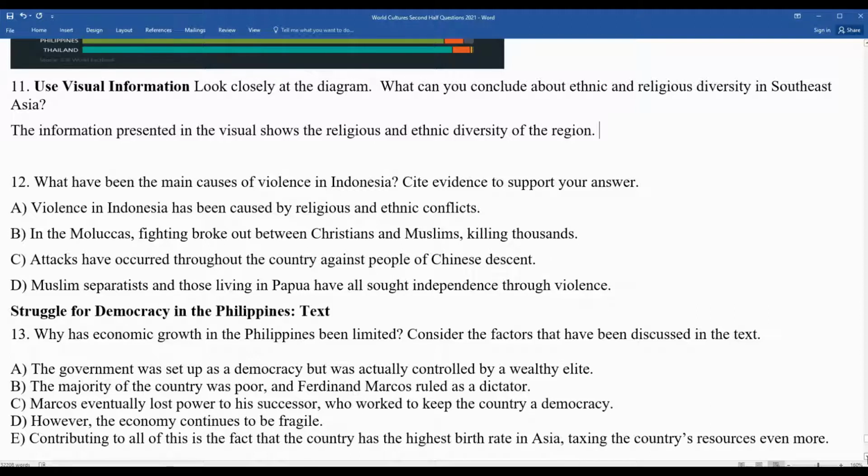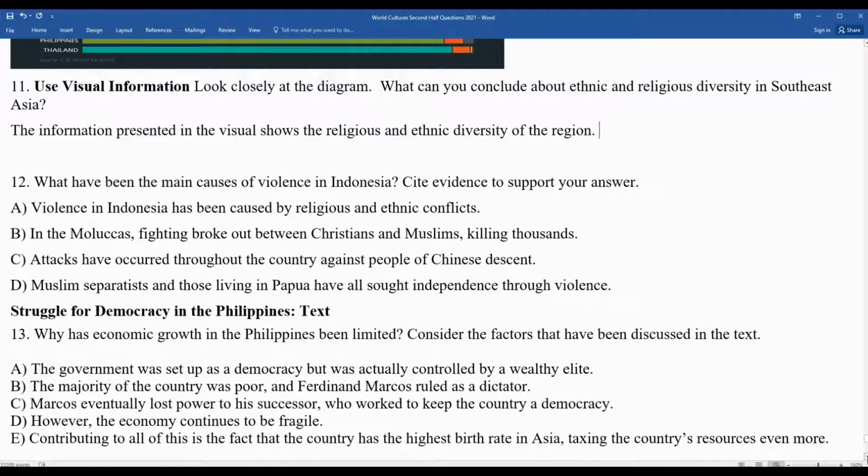And finally, 13, why has economic growth in the Philippines been limited? Well, the government was set up as a democracy, but was actually controlled by a wealthy elite. The majority of the nation remained poor for a long period of time, while Ferdinand Marcos ruled as a dictator. Marcos eventually lost power to his successor, who worked to keep the country a democracy.